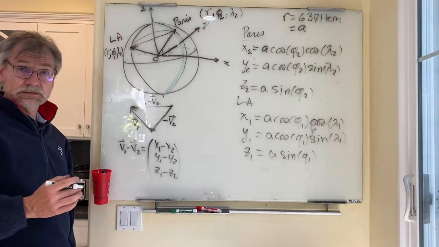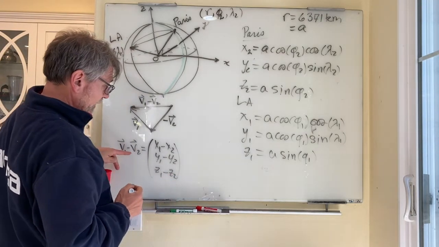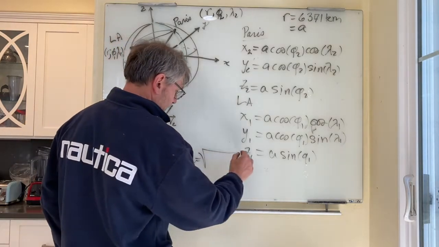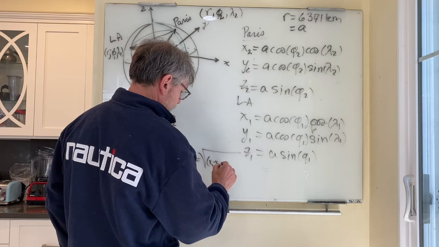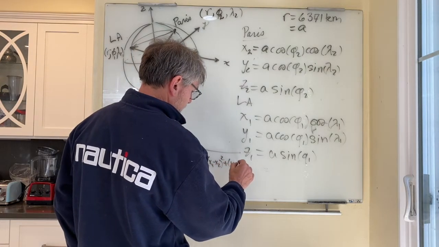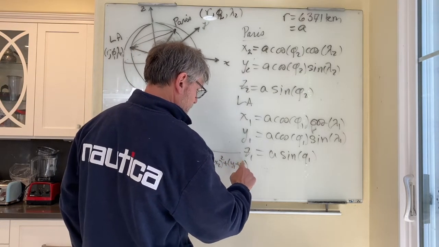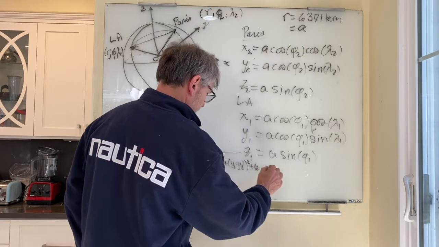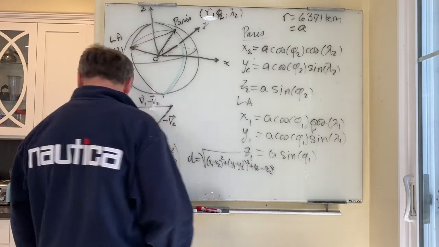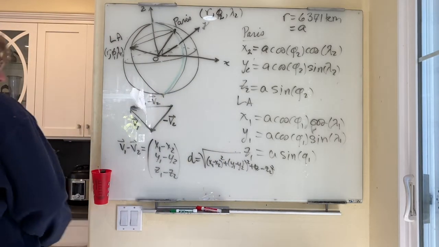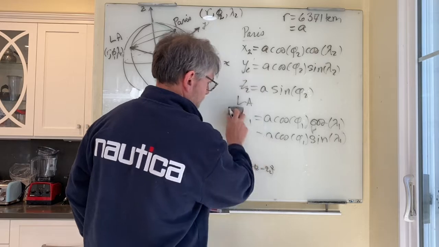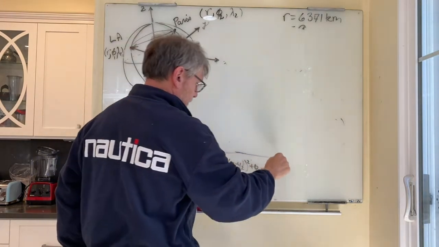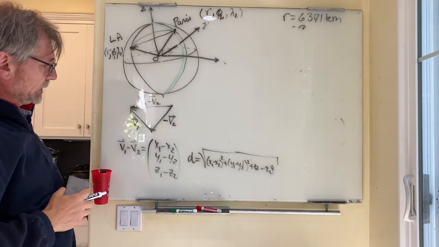And now the distance, which is going to be the length of that vector, so the straight line distance d, is going to be equal to the square root of (x1 minus x2) squared plus (y1 minus y2) squared, plus (z1 minus z2) squared. So that would be the distance along the straight line connecting the two cities.